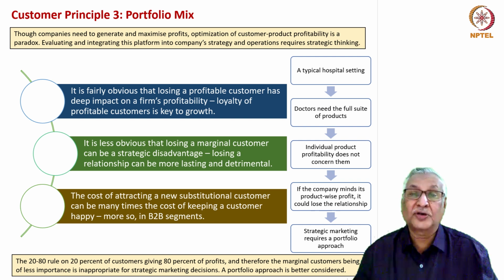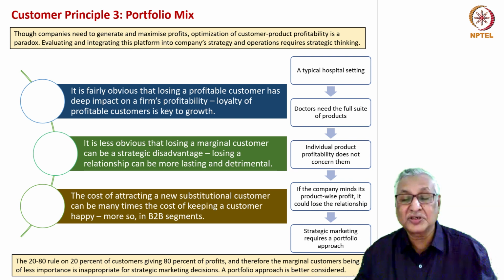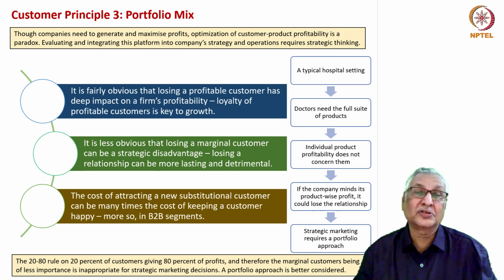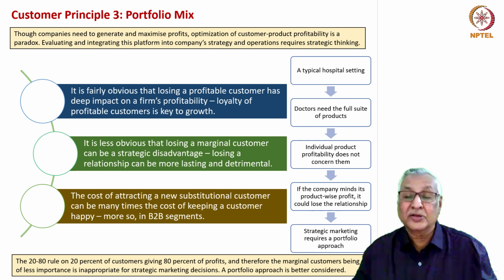Strategic marketing, therefore, requires a portfolio approach. The 20/80 rule, on 20% of customers giving 80% of profits, may be true. However, marginal customers being of less importance is certainly not a rule for strategic marketing decisions. That's why any function is as good as the total value chain comprising all the functions.